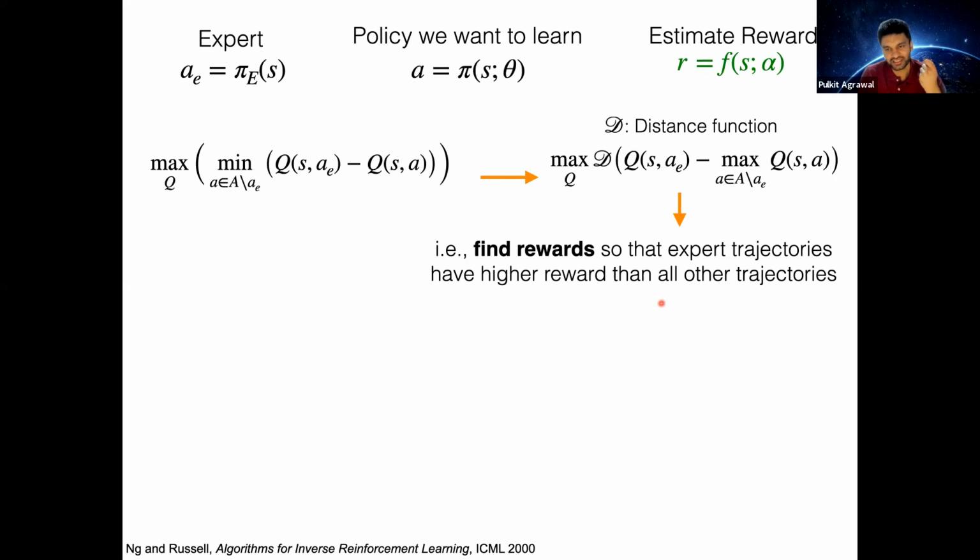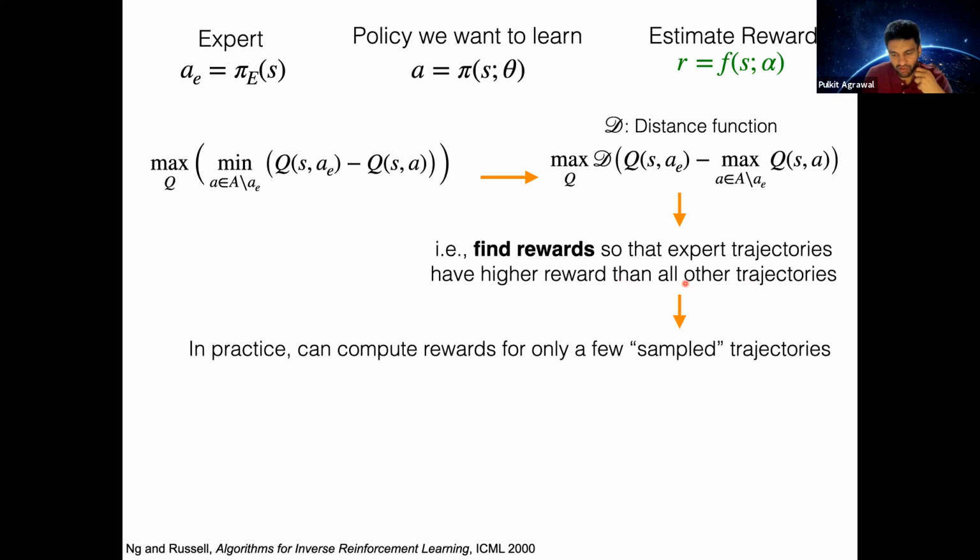But the problem is that we cannot evaluate the reward function for all possible trajectories. Right? We can only evaluate the reward function for a few trajectories that we can sample.